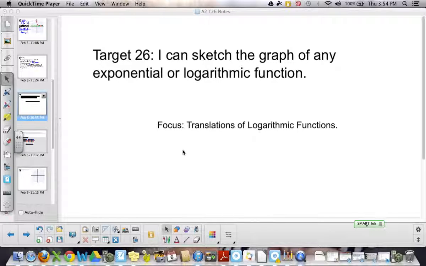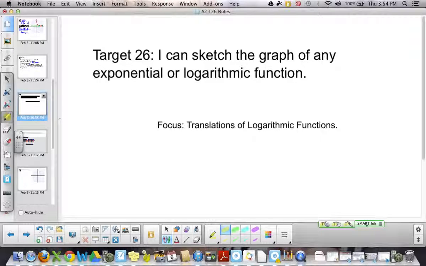Algebra 2, this is the second part of target 26. I can sketch the graph of any exponential or logarithmic function. In today's video, we'll be looking at logarithmic functions and translations of those. You already saw how to sketch a basic logarithmic function back in target 25, so today we are focusing just on the translation of that. We already know what a translation is because we saw translations of exponential functions yesterday.